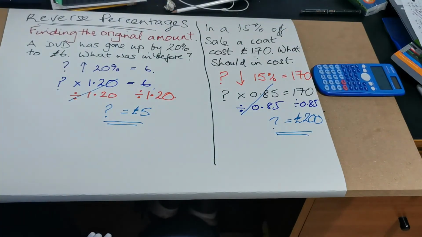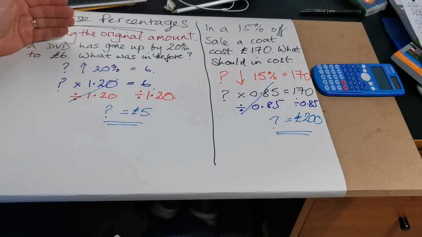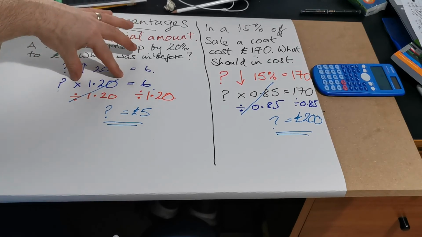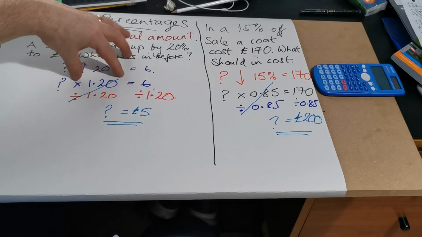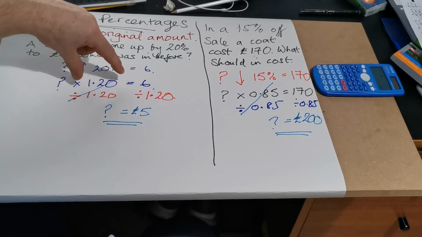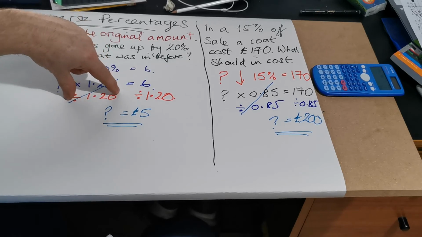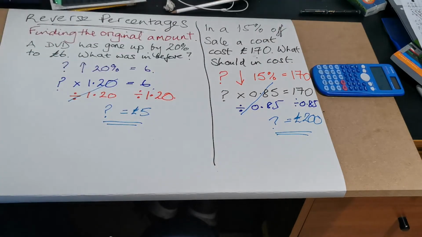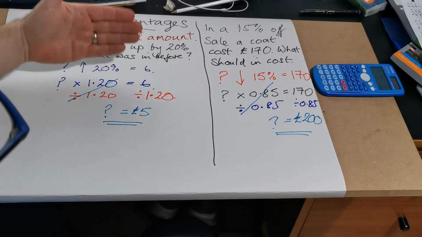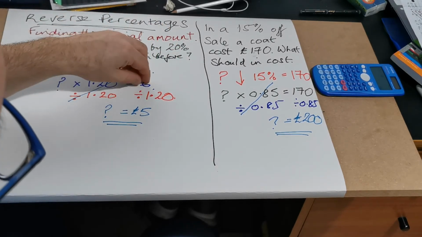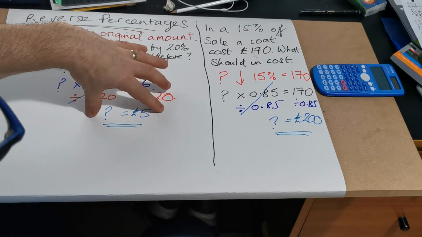So this DVD has gone up, so I've added 20%. So the original price was times by 1.20. That follows on from what we've done before. In order to undo being times by 1.20, I have to divide by 1.20 because they're the opposite operations. If you times, you go one way, divide takes you back to where you started. So being good maths, we have to do the same thing to both sides. So I have to do 6 divided by 1.20, and that gives me the £5.